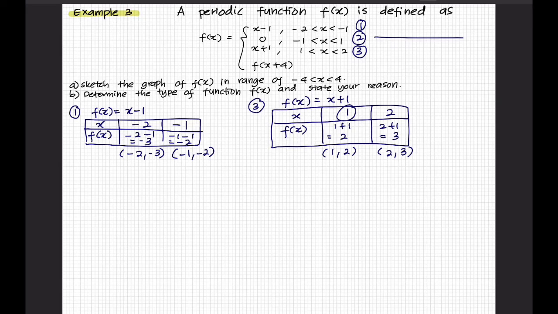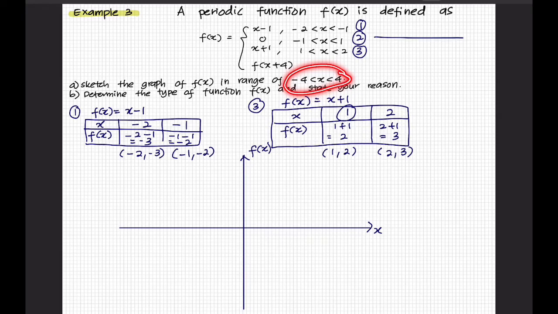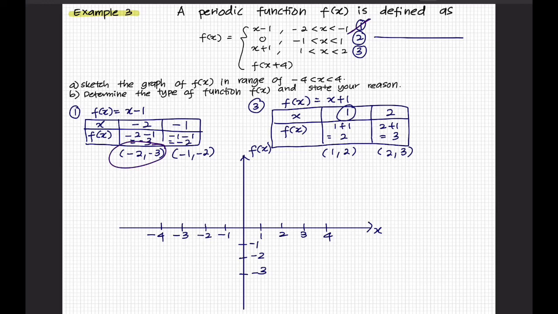Okay, let's plot the graph. Label the axis x and f(x). You must sketch the graph in the range of negative 4 until 4. For function 1, the starting point is negative 2, negative 3, so negative 2, negative 3 is here. And then negative 1, negative 2 here. And then for second function, when x is from negative 1 until 1, the function is 0. So here.